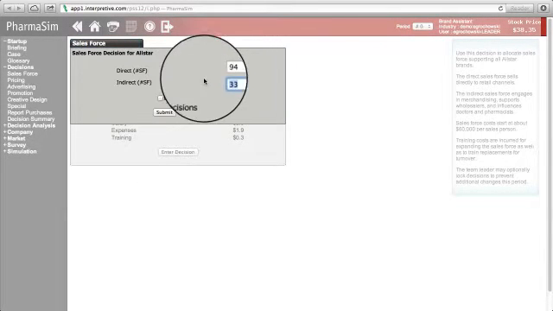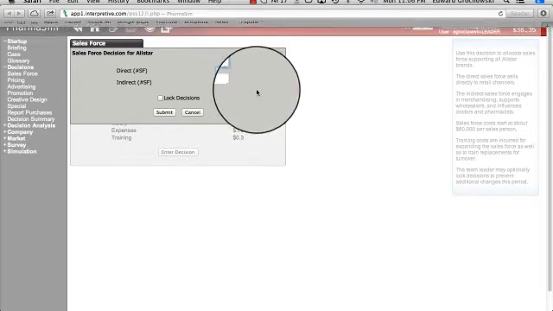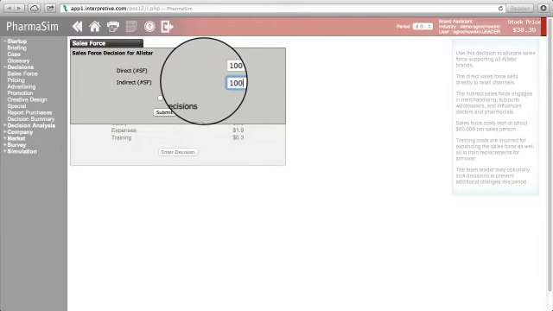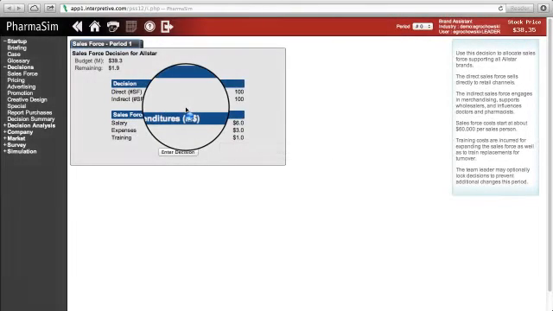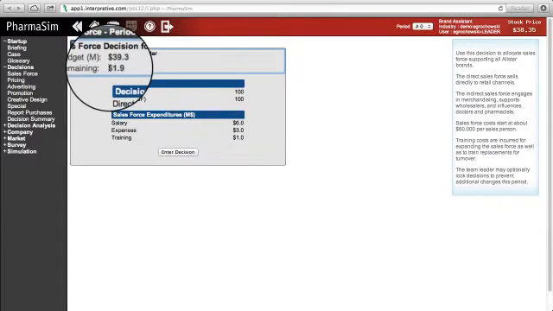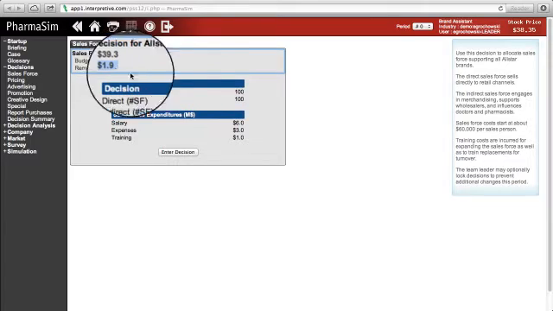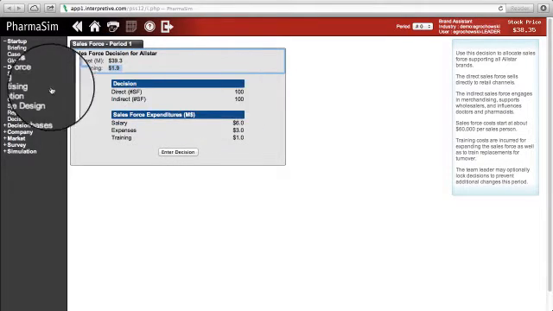And so let's say I want to go to 100 and 100. All right, so now I have increased the size of my sales force significantly, and my remaining budget is only $1.9 million. And so that automatically identifies what was the cost to my budget based off of that.